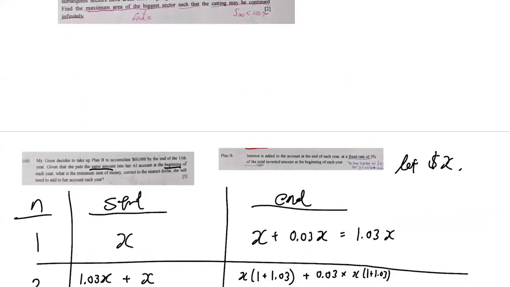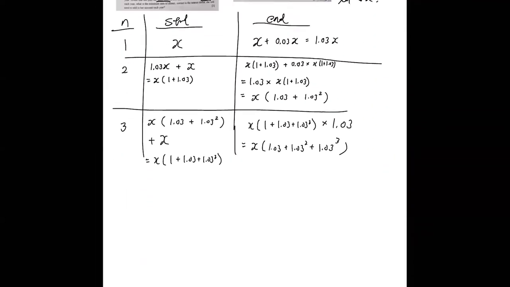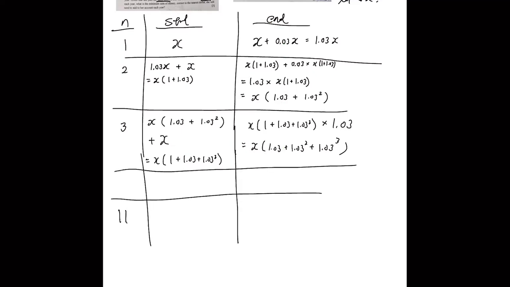Then our focus is on what? On the amount that she will. Let's read the question. What is the minimum sum of money correct to the nearest dollar she will need to add to her account each year, such that she can accumulate $60,000 by the end of the 11th year? So end of the 11th year means we are focusing on n equals 11, right? Don't even really need the generic nth term. Can you just immediately tell me what the 11th expression, the n equal to 11th term, will be?